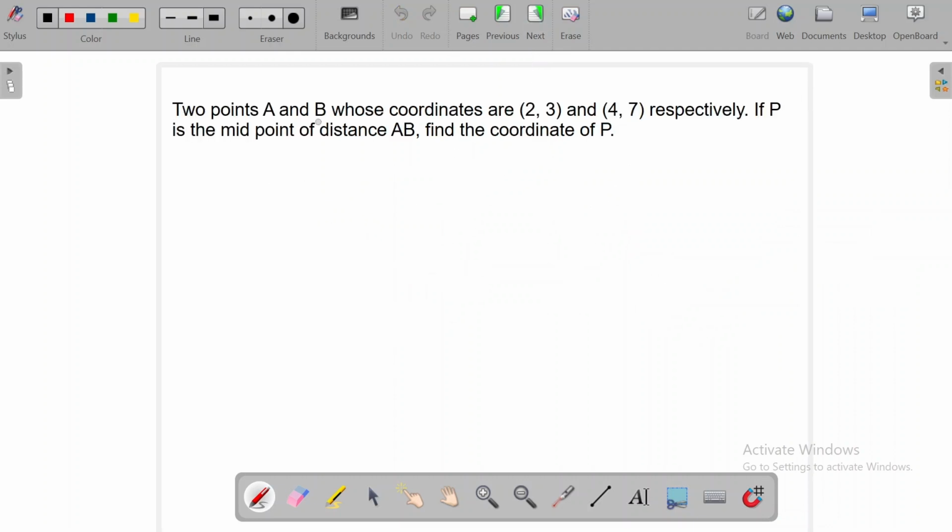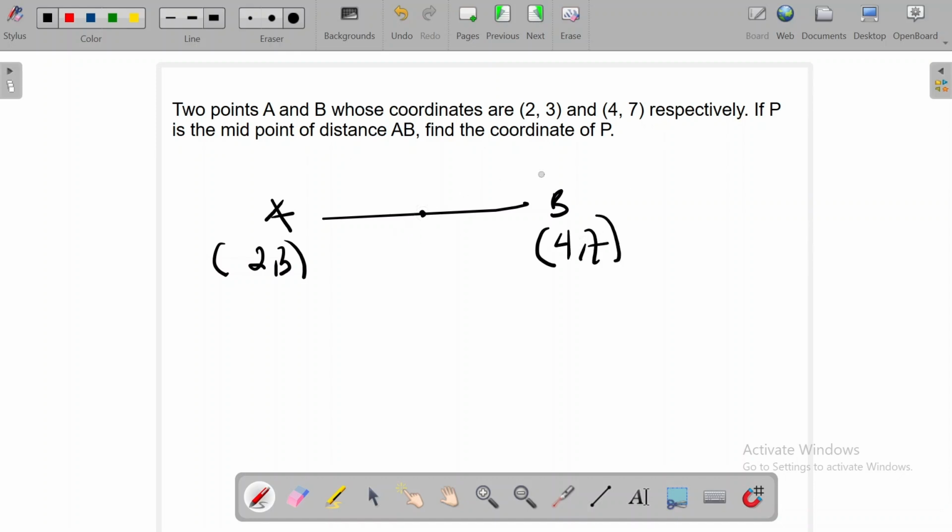Two points A and B, whose coordinates are 2, 3 and 4, 7 respectively. If P is the midpoint of distance AB, find the coordinate of P. I would simply say point A, point B. Point A has the coordinates 2, 3. Point B has the coordinates 4, 7. They want me to find the midpoint and they call it a P. So what is going to be my X and what is going to be my Y?